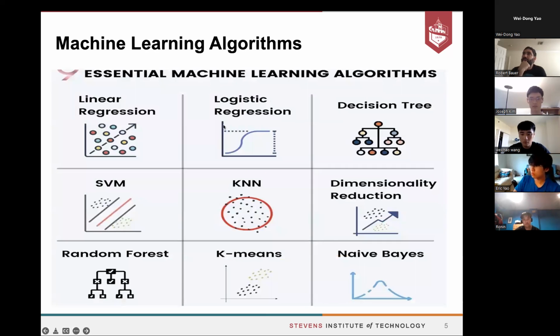So the essential machine learning algorithms. There are many data mining algorithms such as linear regression, logistic regression, decision tree. Then random forest is a collection of decision trees. SVM is support vector machines. Then k nearest neighbor, dimensionality reduction, k means, which is for clustering, and naive Bayes. We'll go into each of the algorithms in the next slides.